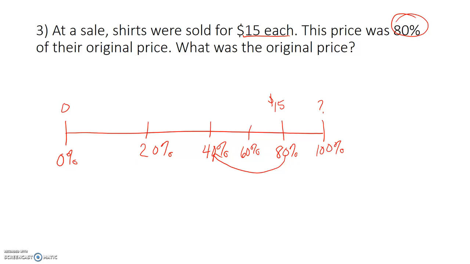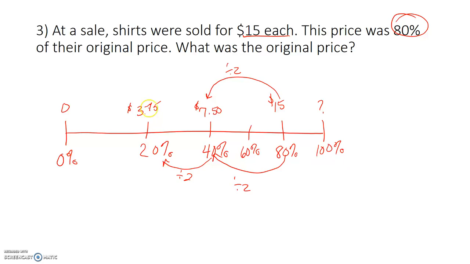So to go from 80% to 40%, I would have to divide by 2, which means here I would have to divide by 2 again. And 15 divided by 2 is $7.50. Okay, so now let's go. How do I get from 40 to 20? Well, I would divide by 2 again. So $7.50 divided by 2 is $3.75. So now I know I'm counting by $3.75.